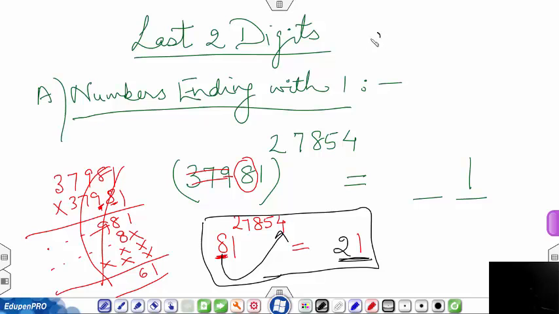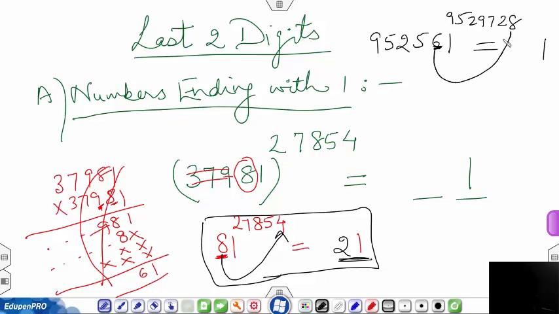If I have another example, I'll write it down at the top. If I have 952,561 to the power 9529728, I need to find out the last two digits. Last is 1, multiply the second last digit with the last digit of the power. 6 eights are 48. The last digit of 48 is 8. So that gives you the answer. Yes, trust me, it is that easy.